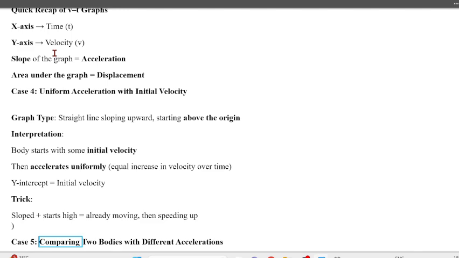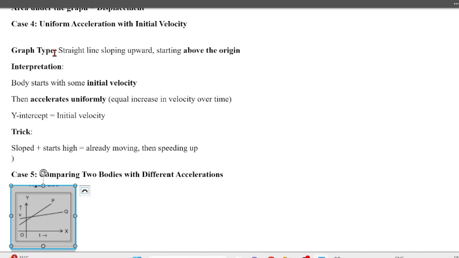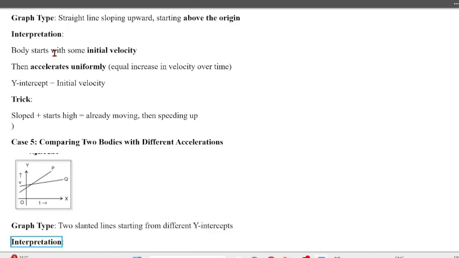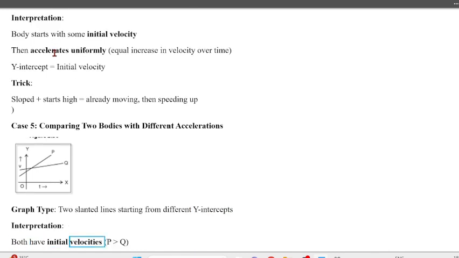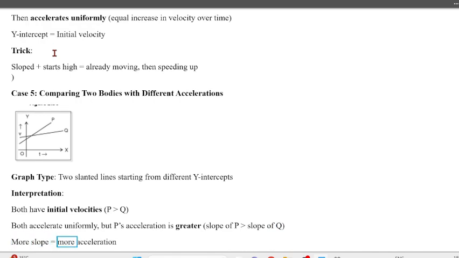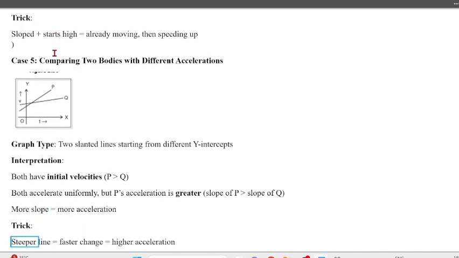Case 5: comparing two bodies with different accelerations. Picture 45, graph type: two slanted lines starting from different y-intercepts. Interpretation: both have initial velocities p, q, both accelerate uniformly, but p's acceleration is greater. Slope of p, slope of q. More slope is equal to more acceleration. Trick: steeper line is equal to faster change is equal to higher acceleration.